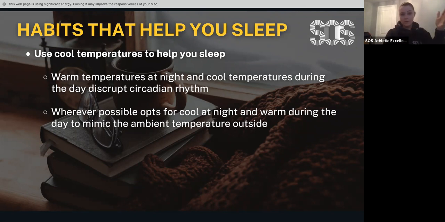So yeah, having the windows open an hour or two before you go to bed, just to bring the temperature of the room down, can help when you do actually try to go to sleep.